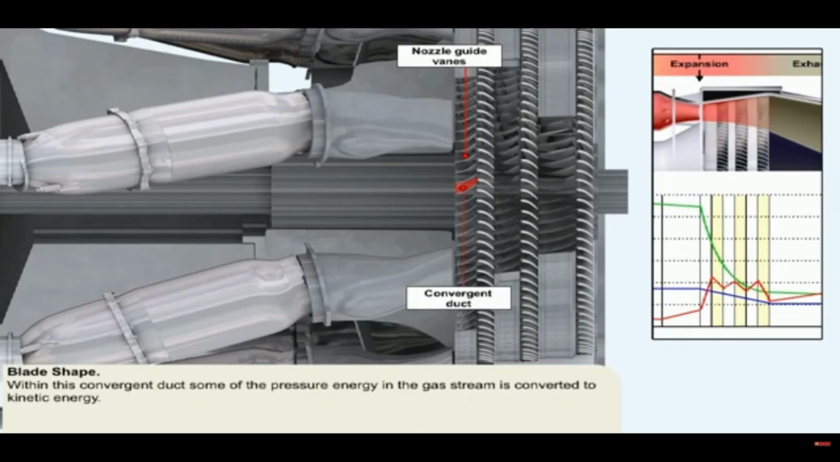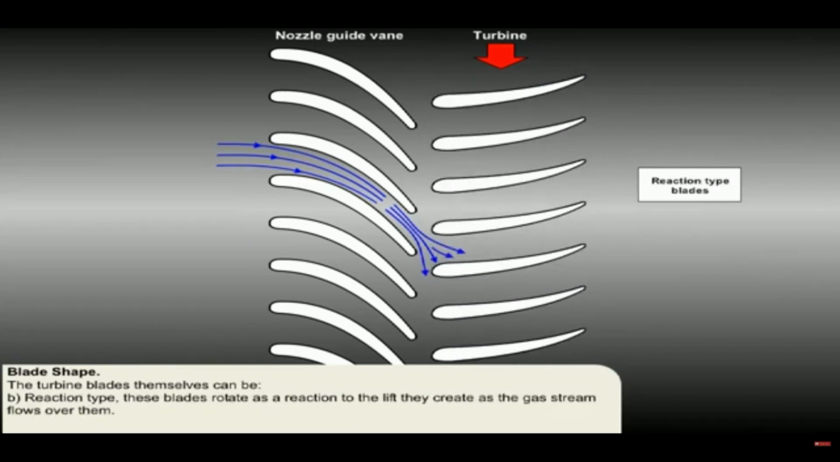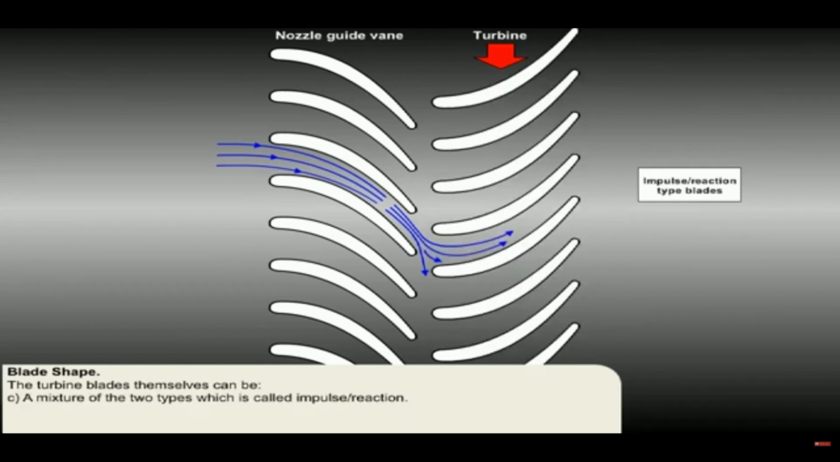The turbine blades themselves can be impulse type, which is similar in action to a water wheel, reaction type. These blades rotate as a reaction to the lift they create as the gas stream flows over them, or a mixture of the two types, which is called impulse reaction.